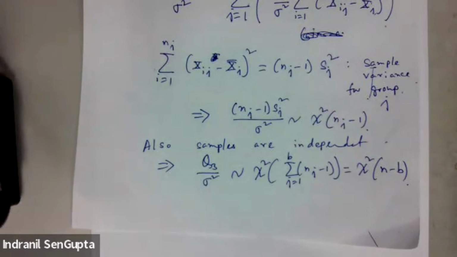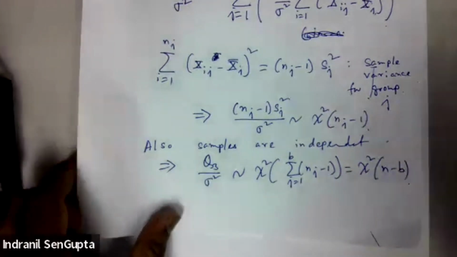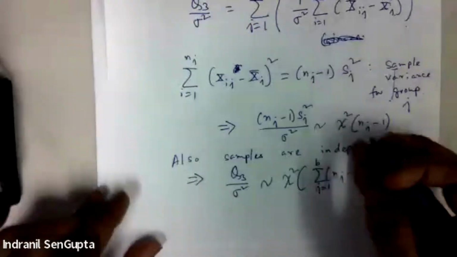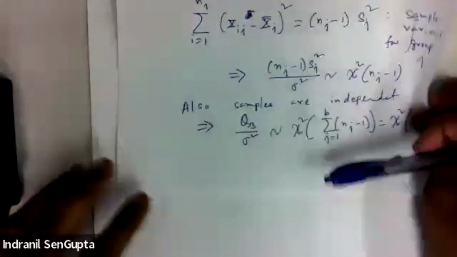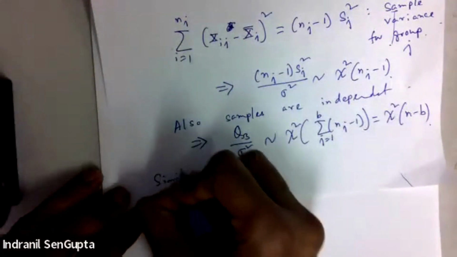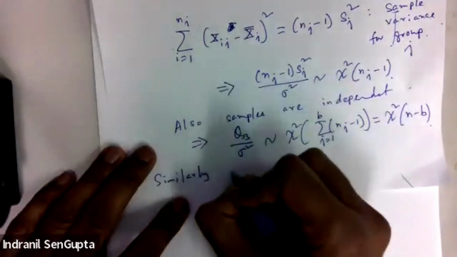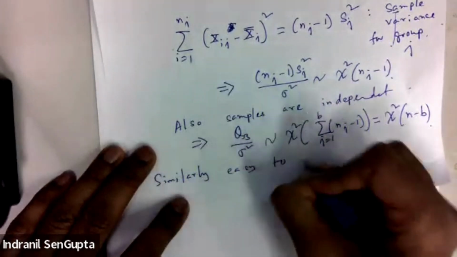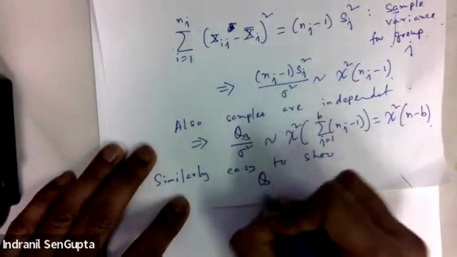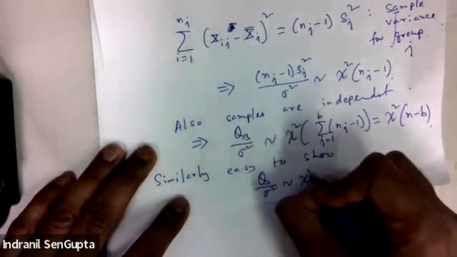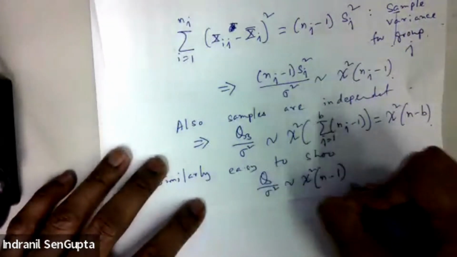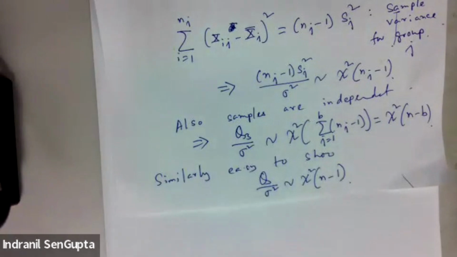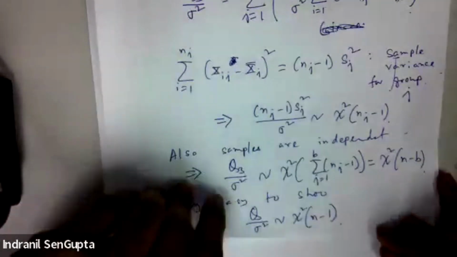And then the second observation is, let's look at the other one. Of course, this Q we have written similarly. It is easy to show that the Q that we defined before over sigma squared also follows a chi-square distribution, and in this case its degrees of freedom is n minus 1. Just check it yourself. It's basically the same proof. Now the last part.